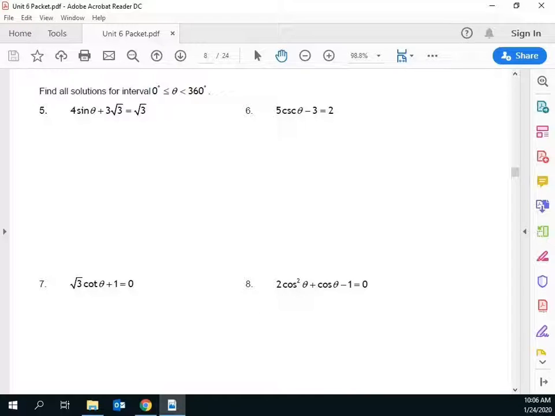All right, number 5, solving. What do we do, guys, here? Just regular solving, so there's no factoring in anything. What do we do here to solve?